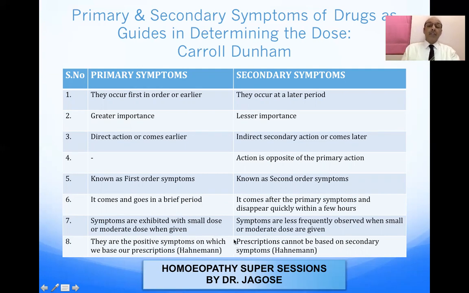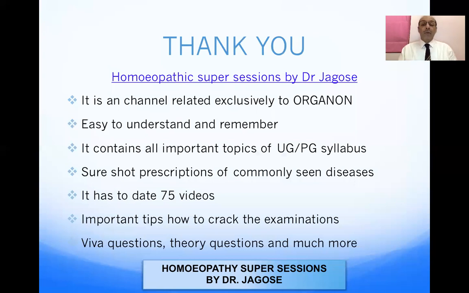So, as you all can see in this chapter, primary and secondary symptoms of drugs as guides in determining the dose, all these important points about the primary and the secondary symptoms have been spread out in the chapter. It is not given in order. So I have made this table and made it easier for you to remember the distinction between the primary and the secondary symptoms.